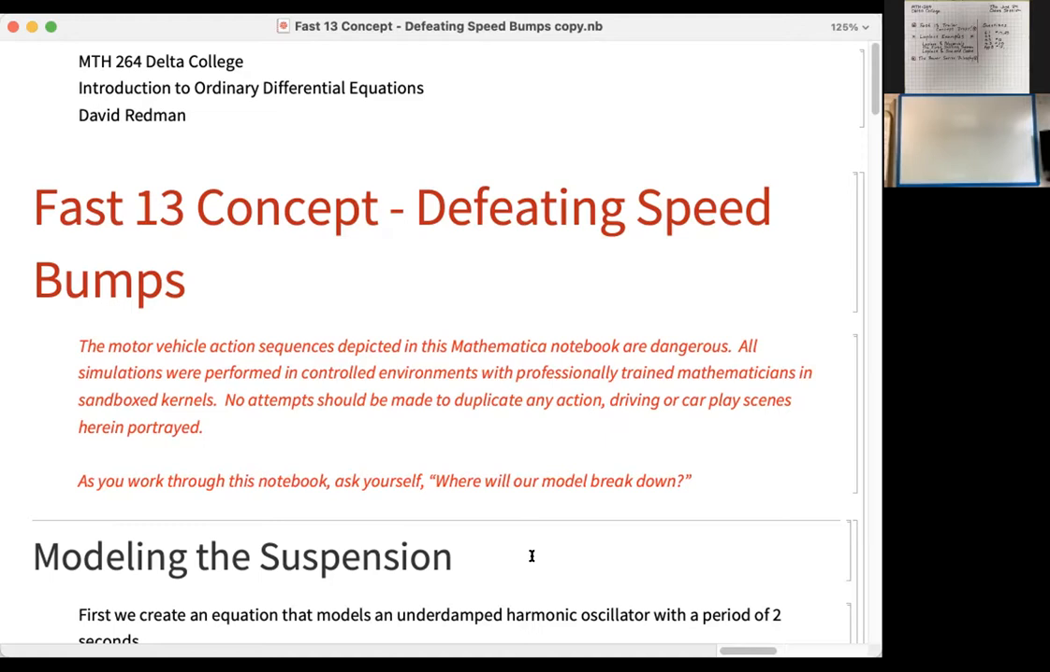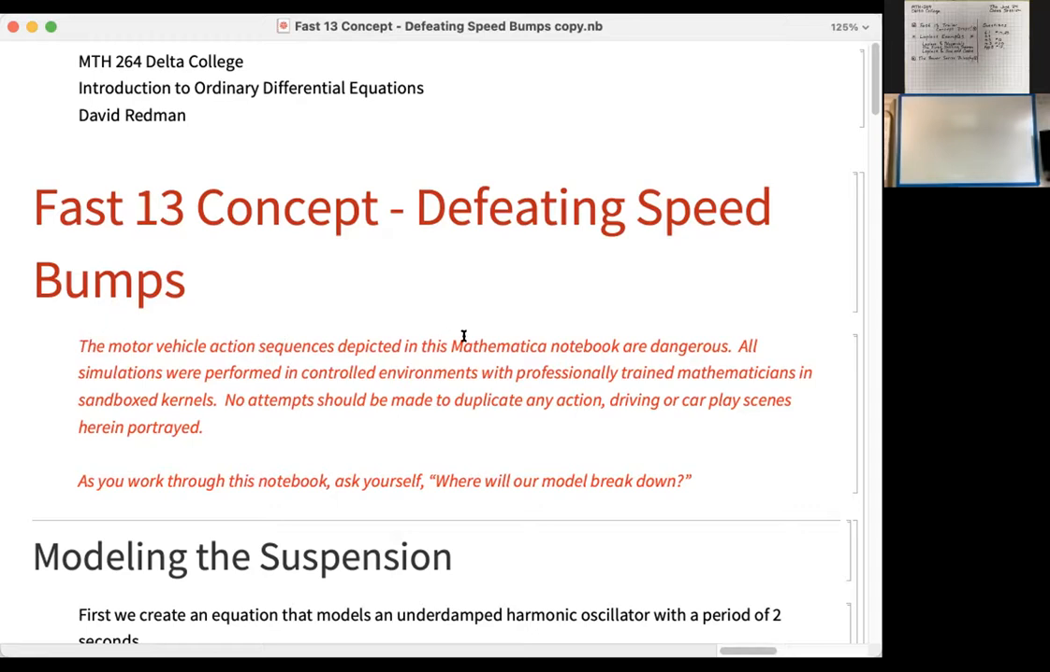So don't be afraid to play with this notebook. It won't damage your computer, but if it hangs up, you might have to force quit the application or, you know, whatever is the equivalent in Windows. I forgot what we call it in Windows.